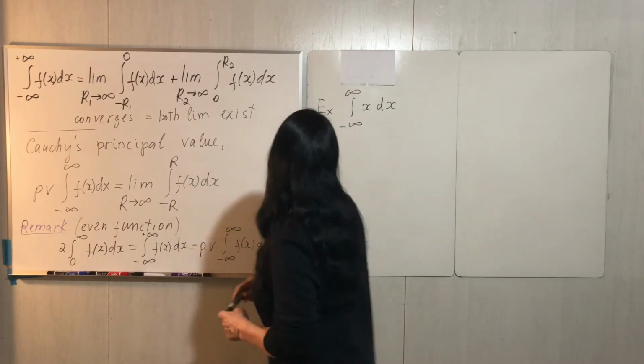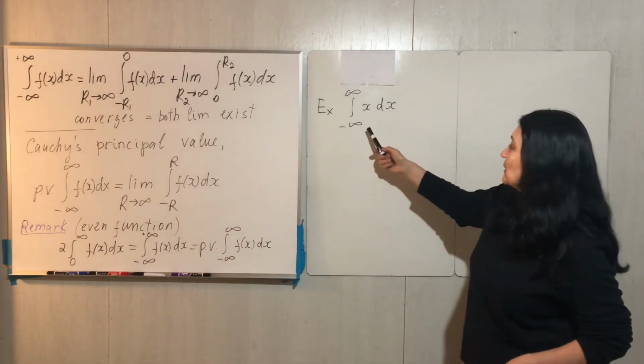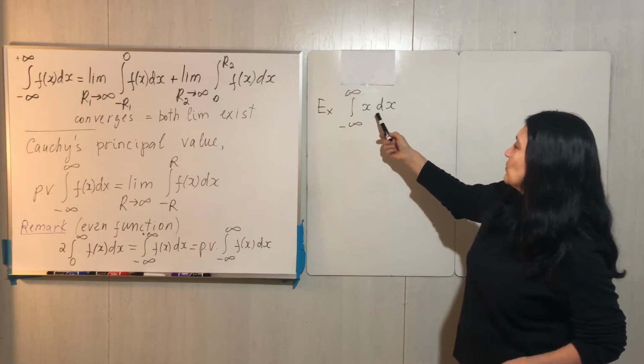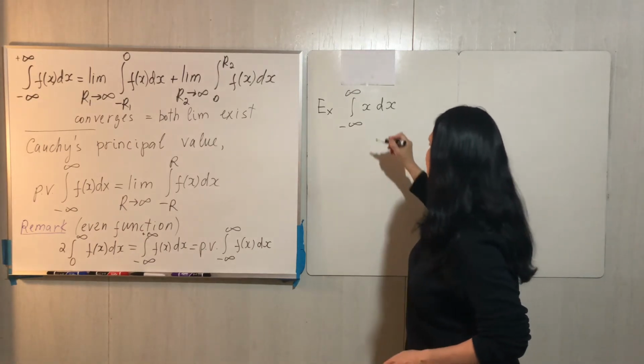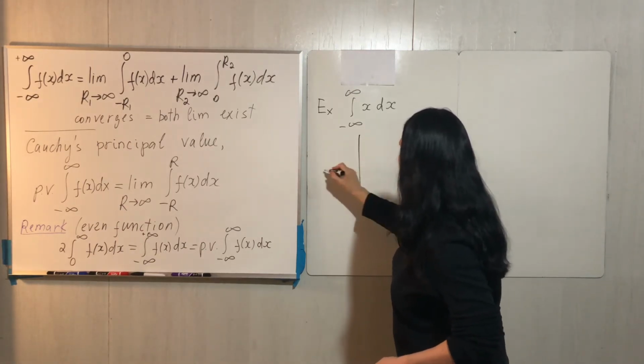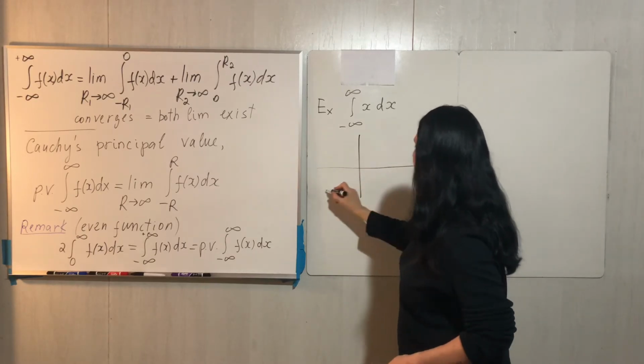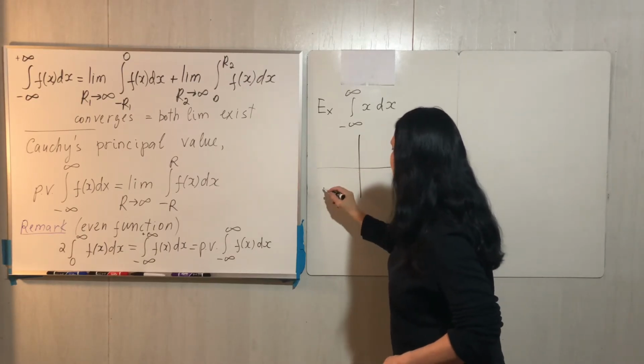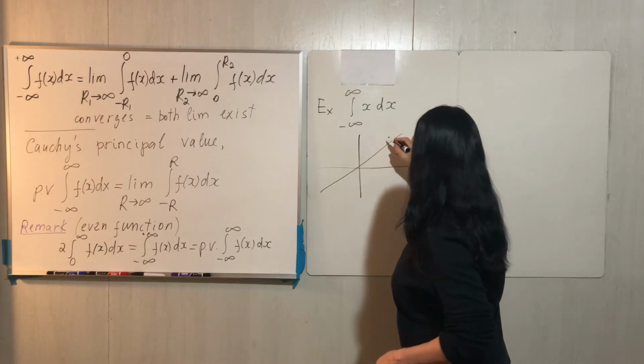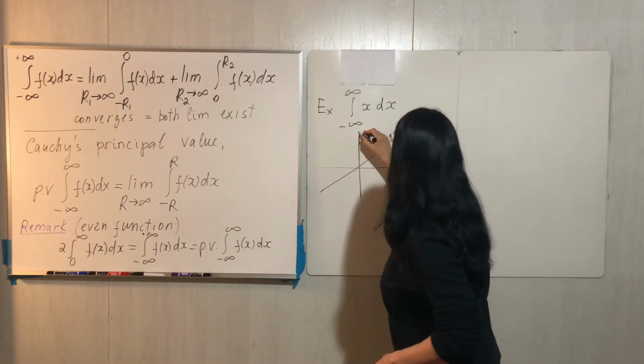So let me maybe illustrate with this example. Let's look at this example when you have the function just x, right? What is the graph of this function? It looks like this, right? So this is y equals x, this is the x-axis, this is the y-axis.